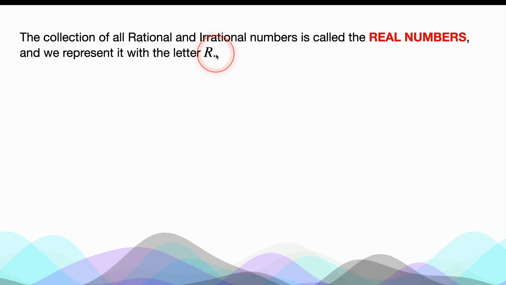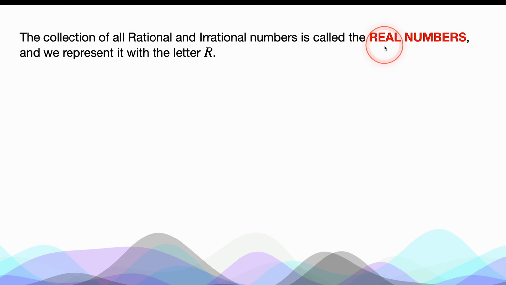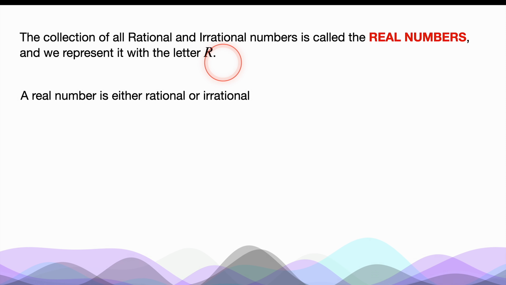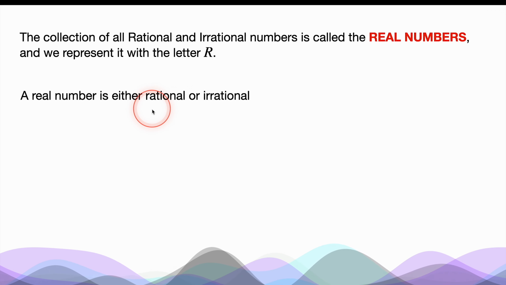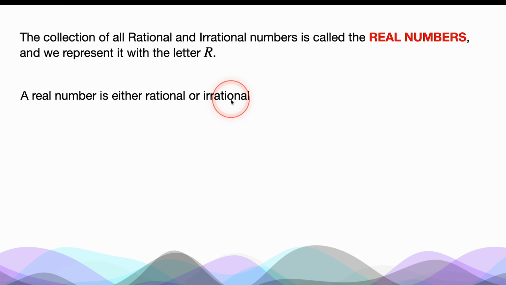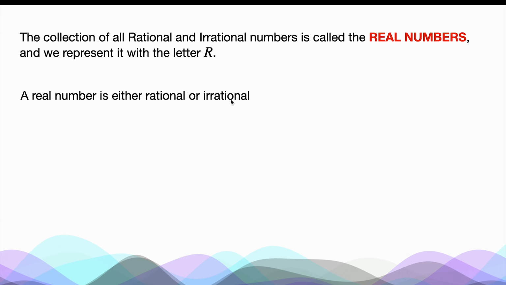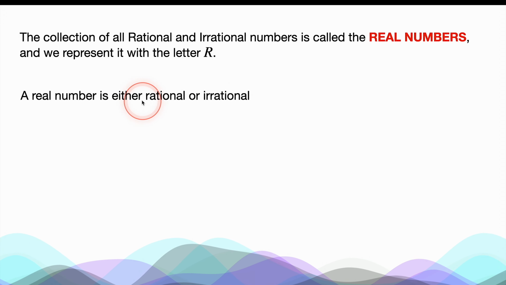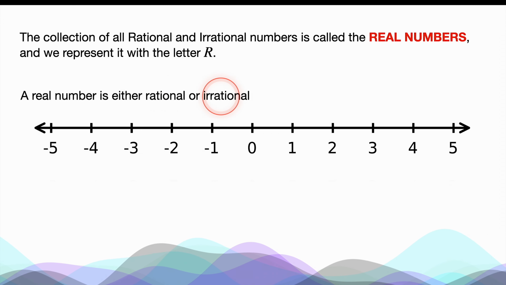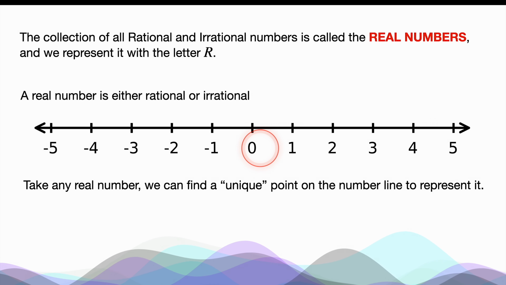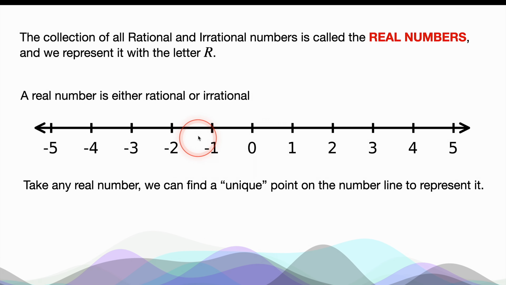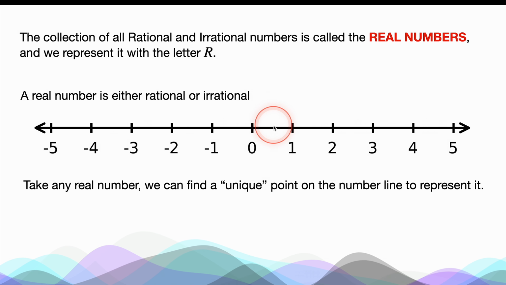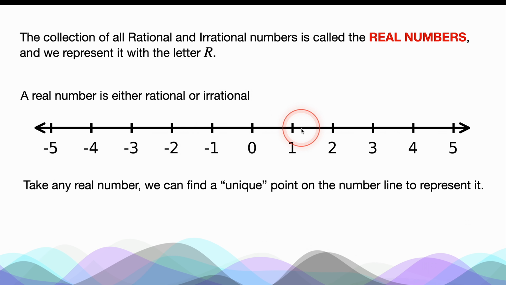So the collection of all rational numbers and irrational numbers is called real numbers, and we represent it with the letter R. So a real number is either rational or irrational. Whatever types of numbers we have studied till now will always be a real number; the only thing is it can be either a rational number or an irrational number. And on a number line, you take any real number, and we can always find a unique point on the number line to represent it.